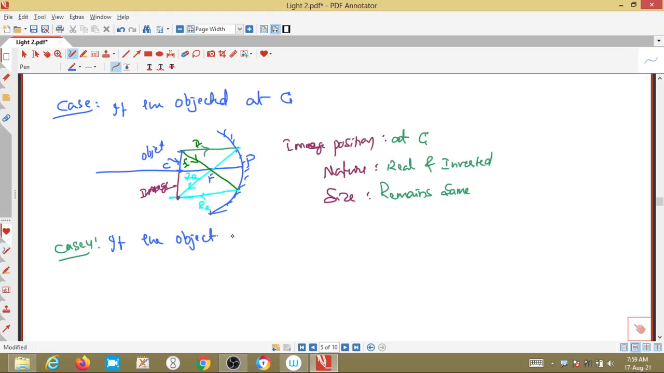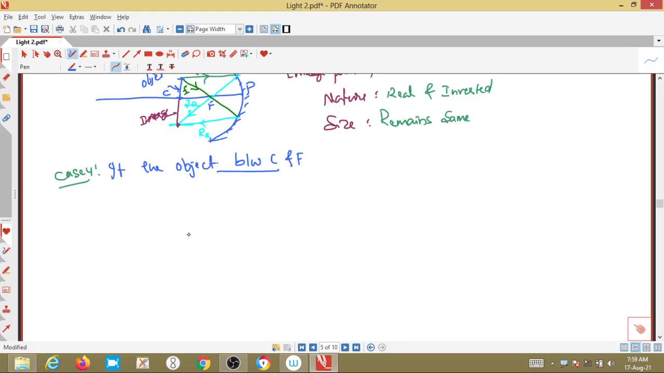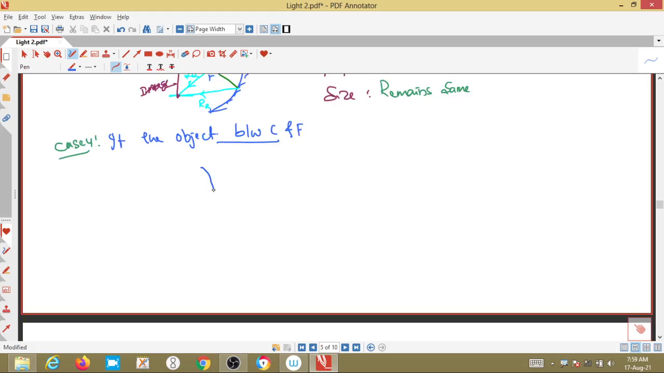If the object is placed between C and F, we will try to draw a ray diagram for this. How will the ray diagram be here? This is the reflecting surface, principal axis, this is the point P, this is F, and this is C. Now where is the object placed? The object is placed in between C and F. Here the object is placed.